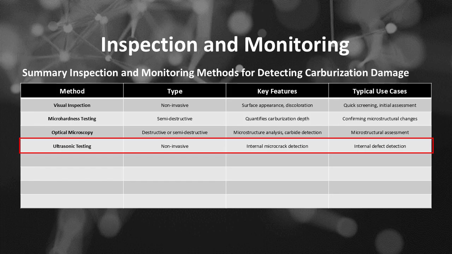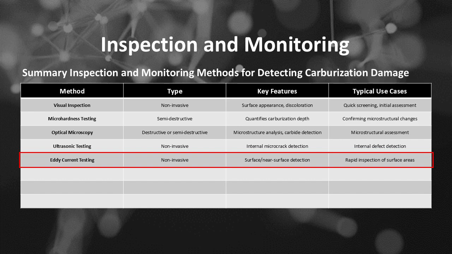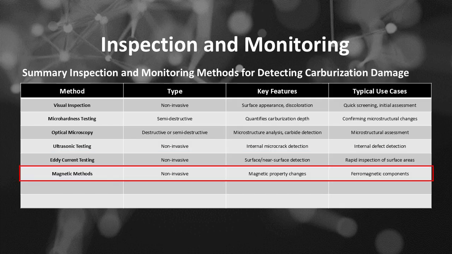If the method is ultrasonic testing, then its type is non-invasive, the key feature is internal microcrack detection, and the typical use case is internal defect detection. If the method is eddy current testing, then its type is non-invasive, the key feature is surface or near-surface detection, and the typical use case is rapid inspection of surface areas. If the method is magnetic methods, then its type is non-invasive, the key feature is magnetic property changes, and the typical use case is ferromagnetic components.